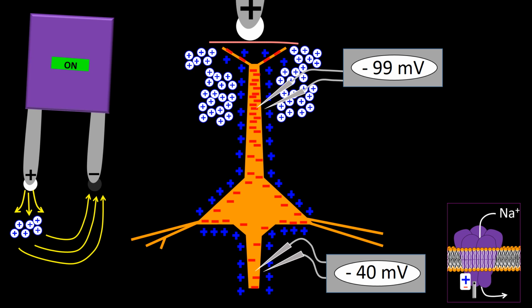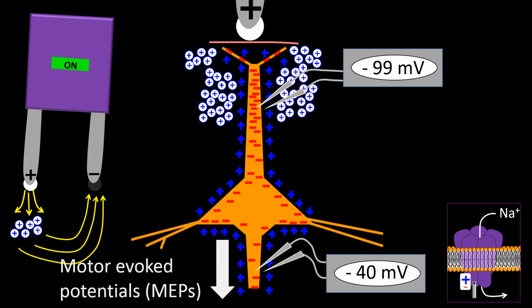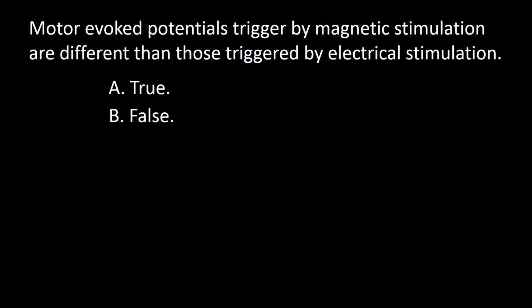This will lead to opening of the voltage-gated sodium channels and the production of a motor evoked potential, which is just an action potential triggered in an upper motor neuron. So the answer to this question is B.